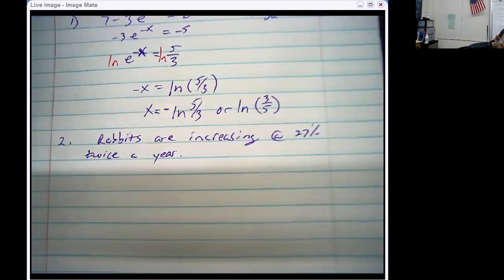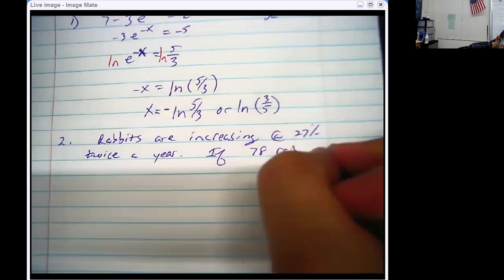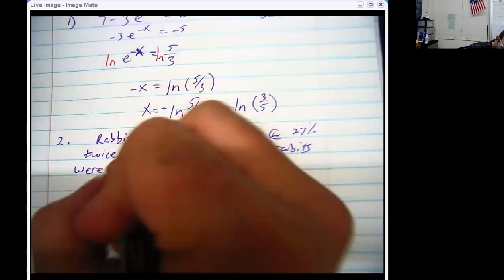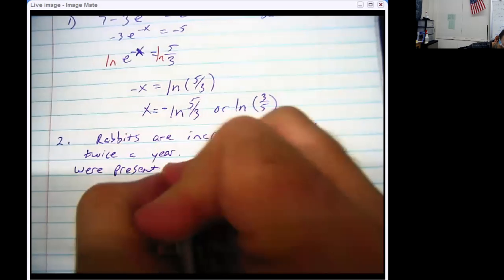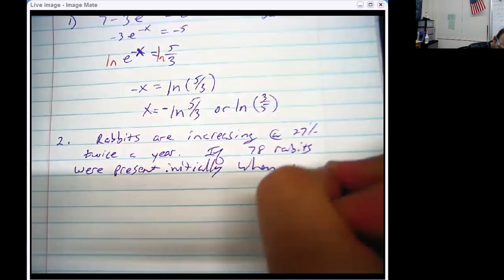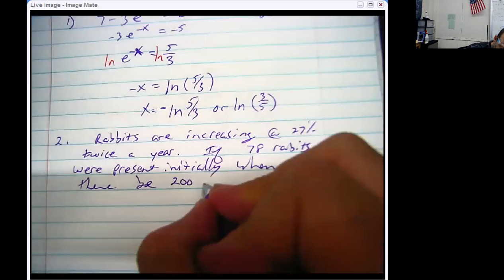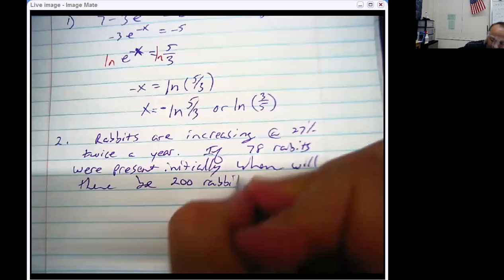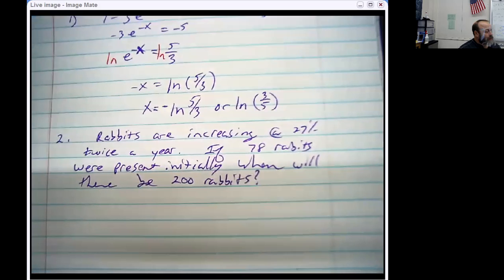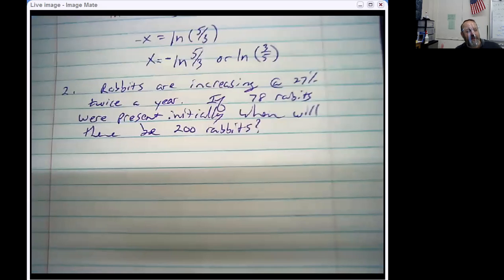So if 78 rabbits were present initially, when will there be, let's say, 200? Now, we actually did this problem, or one very similar. The verbiage was different. It was population of a city instead of rabbits, but it's really the same concept. So let's start with it.